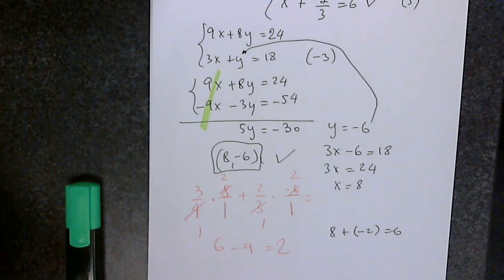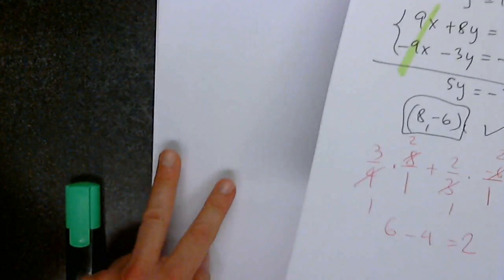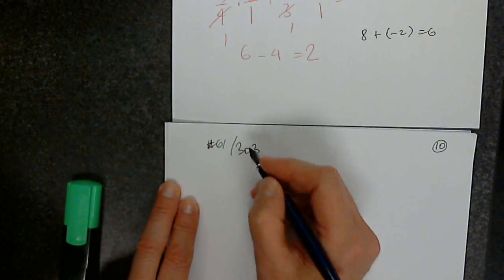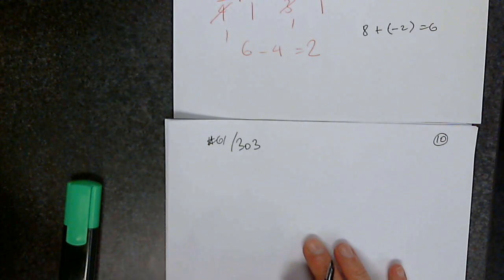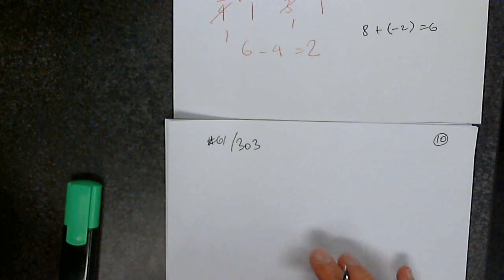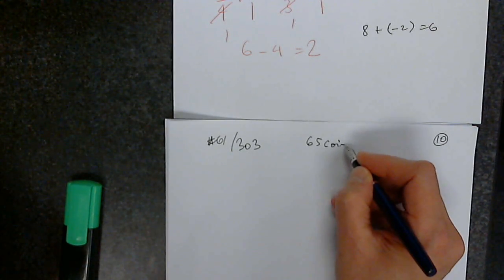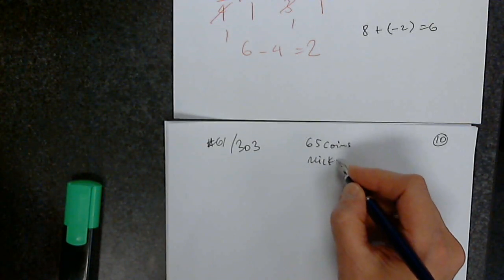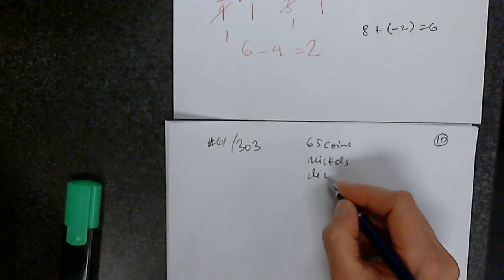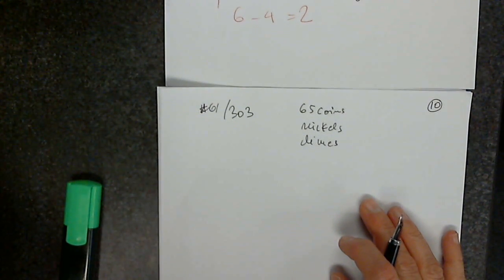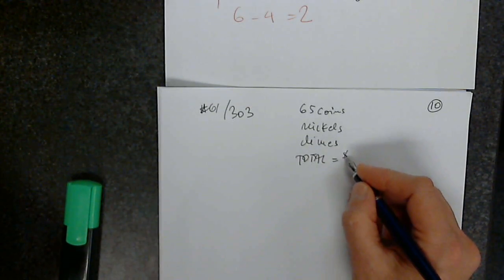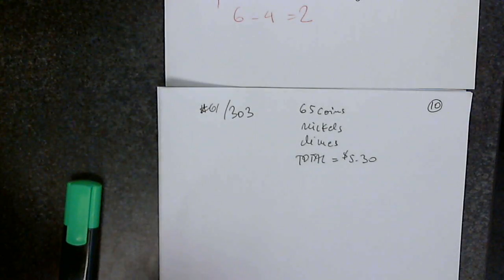Okay, so let's look at 61 on 303. Emma has a jar containing 65 coins. And they're all nickels and dimes. The total value of the coins is $5.30. How many of each type does she have?